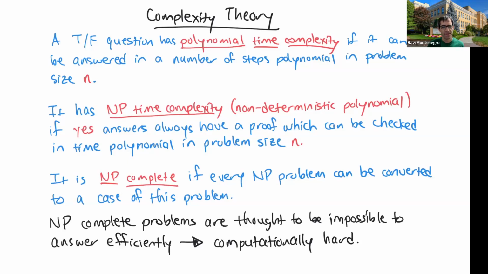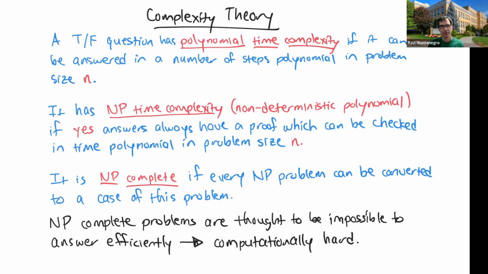A problem is said to be NP complete if every problem in NP can be converted to a case of this problem. And there's another restriction, which is that it can be converted in a number of steps polynomial in the problem size. What that means is, give me a problem about graph coloring. I will convert it to an NP complete problem pretty quickly, in polynomial time.